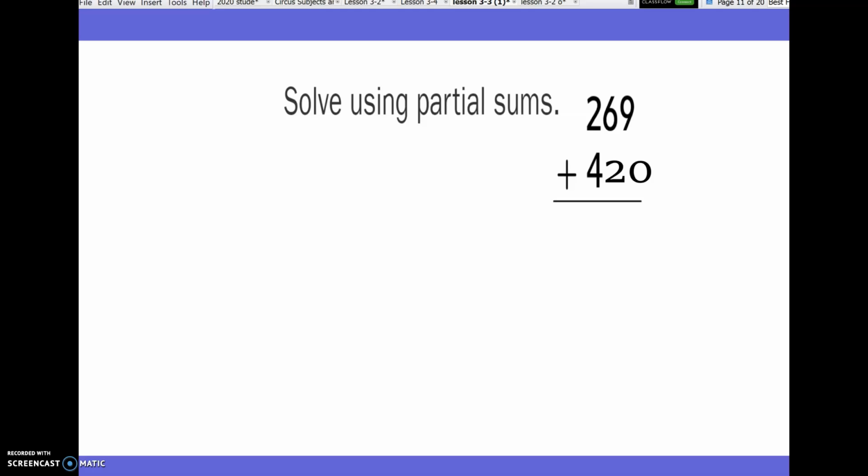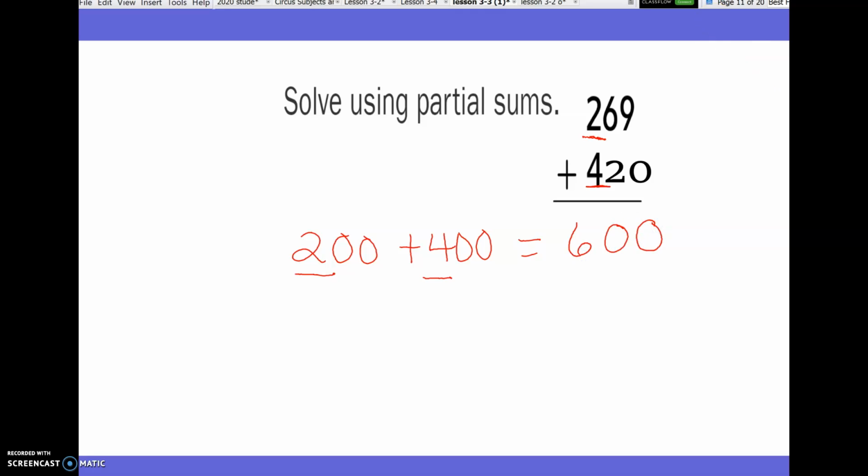So my hundreds, I have a 2 and I have a 4. That's not just 2 and 4, that's 200 and 400. So 200 plus 400. And like my basic fact, that's 2 plus 4. 2 plus 4 is 6. So 200 plus 400 is 600.